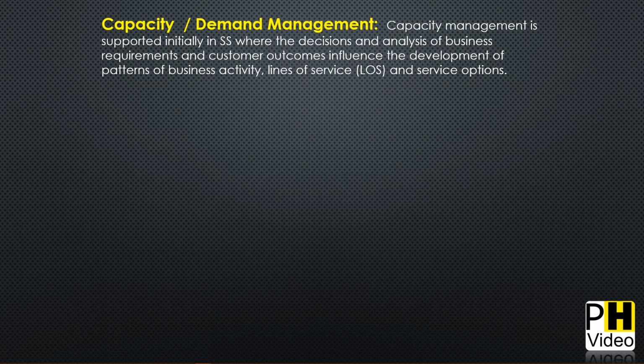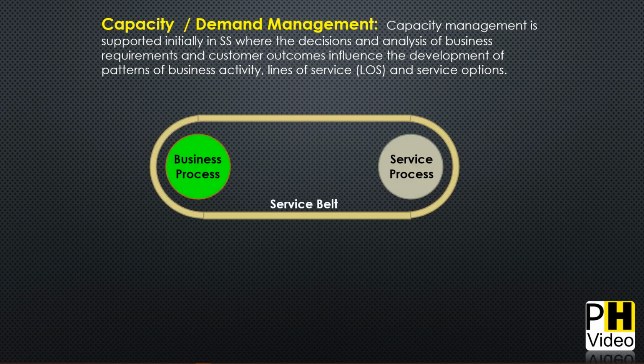So capacity management is supported initially by service strategy, where the decisions and analysis of business requirements and customer outcomes influence the development of the patterns of business activity, lines of service, and service options. Now in ITIL we have what's called the service belt, the service process and the business process. It's very important you understand how these integrate together.